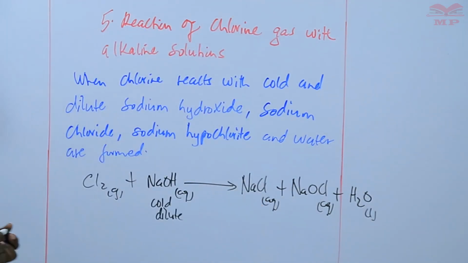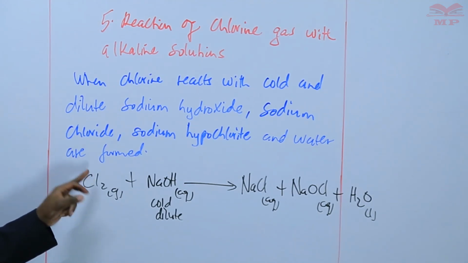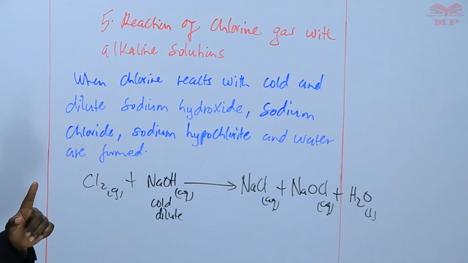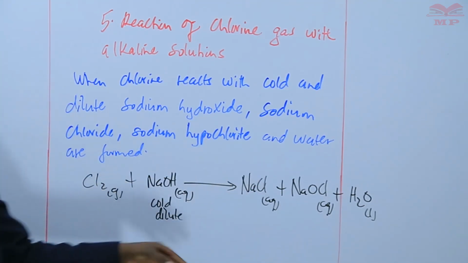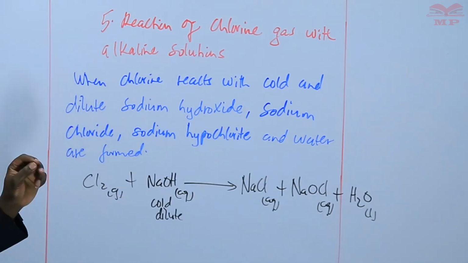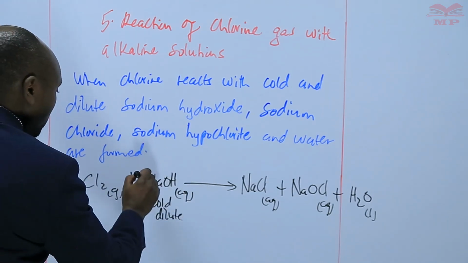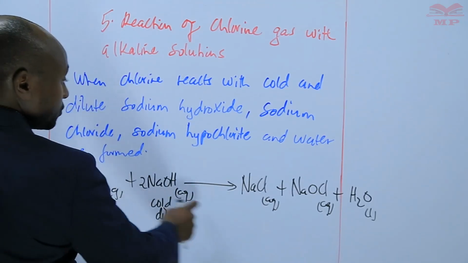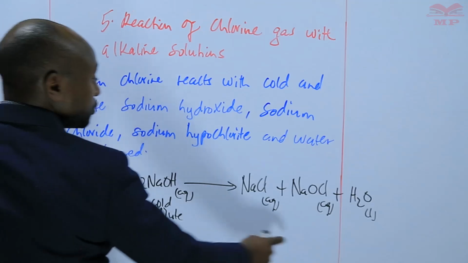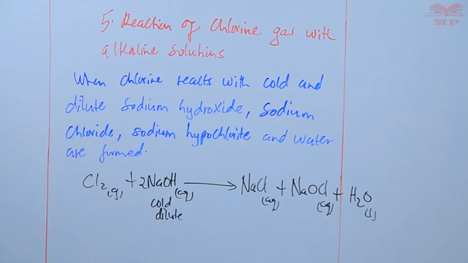So this is a neutralization reaction whereby when chlorine gas dissolves in water, we form hydrochloric acid and hypochlorous acid. Hydrochloric acid forms chlorides. Hypochlorous acid forms hypochlorites. And then there is water being formed. To check the balancing: sodium, 1, 2; oxygen, 1, 2; hydrogen, there are 2; and chlorine, there are 2. So that equation is balanced.